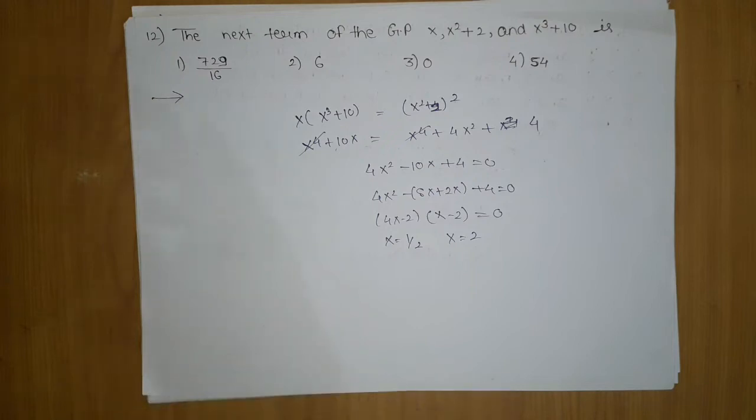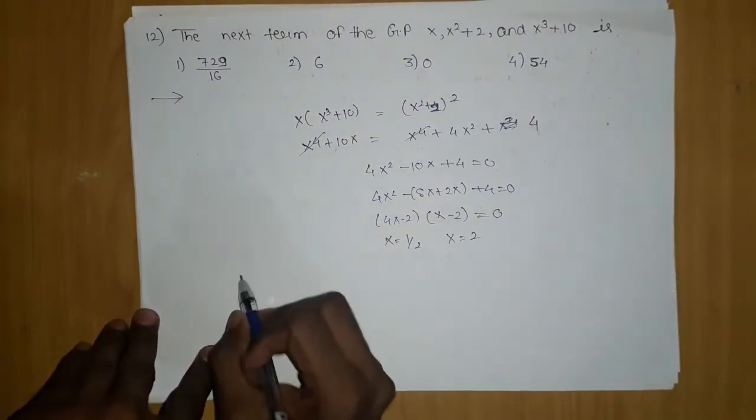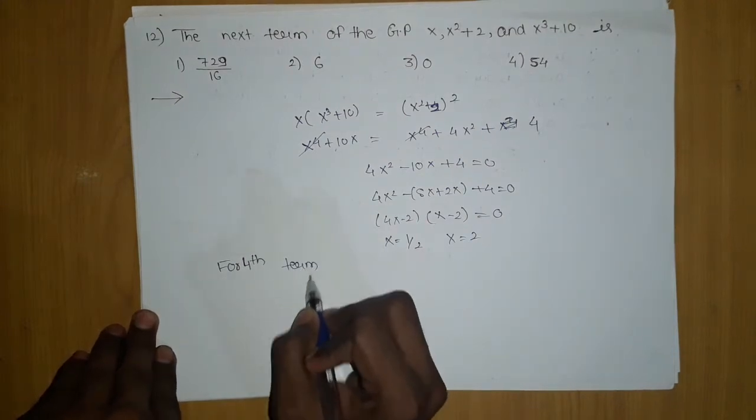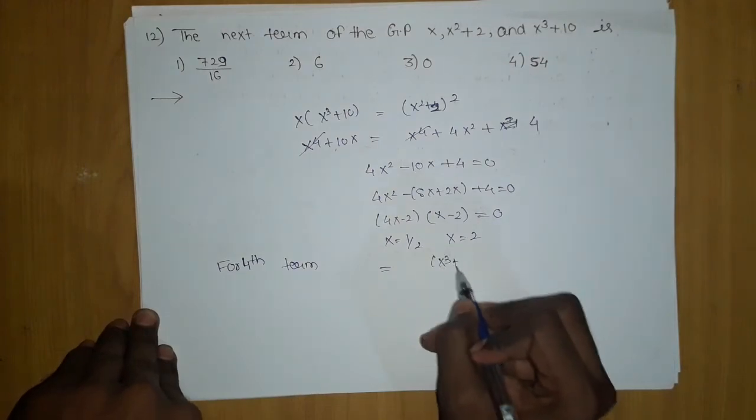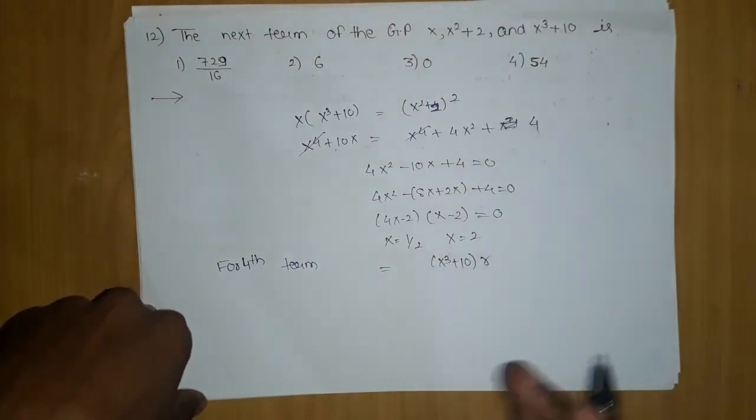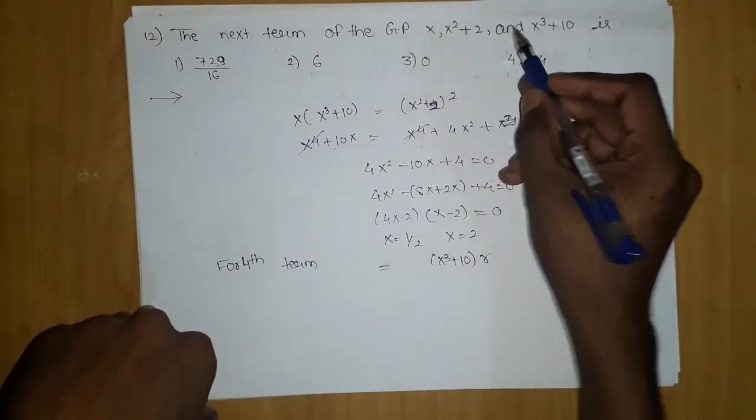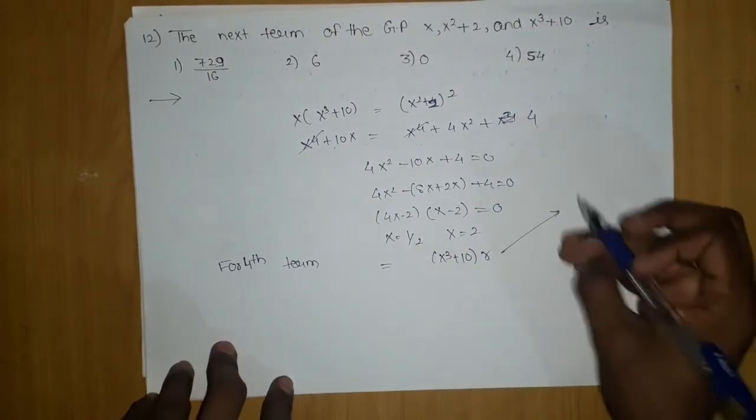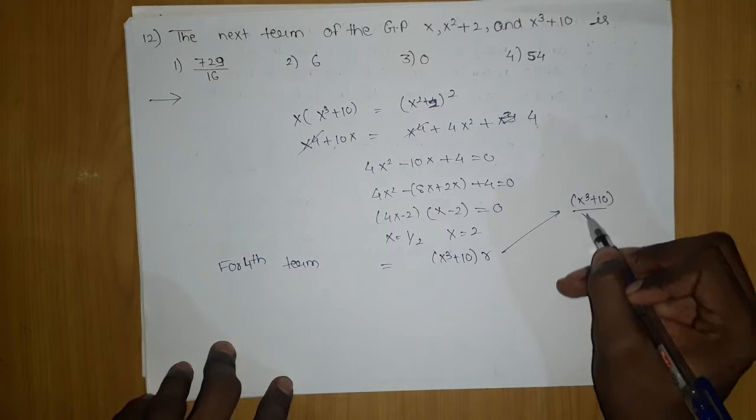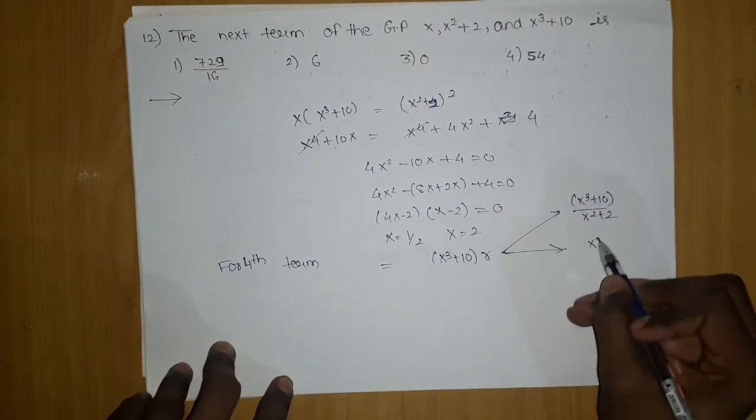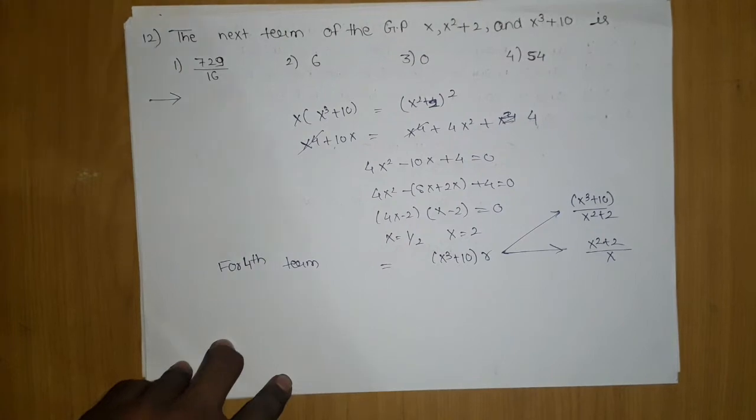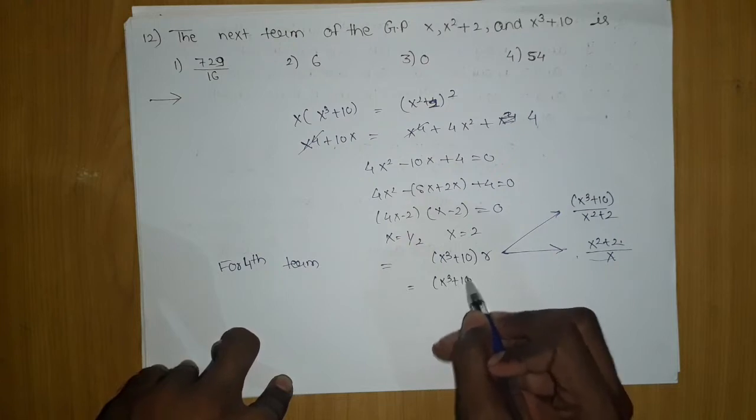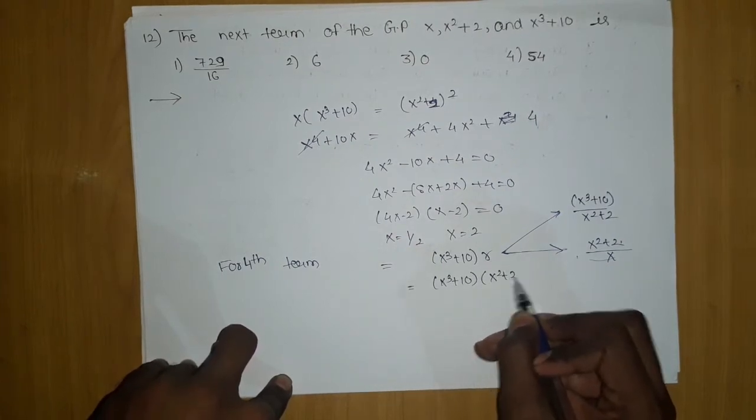Now for the fourth term, the fourth term will be the third term into r. If I want to find the third term, I will multiply x square plus 2 into r. But how will I get r? The two ways to get r are x cube plus 10 by x square plus 2, and the other way is x square plus 2 upon x. Both ways are fine, but this one will reduce our calculation, so we will use x cube plus 10 upon x square plus 2.